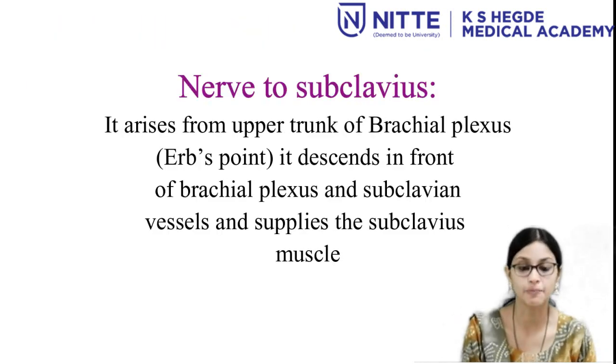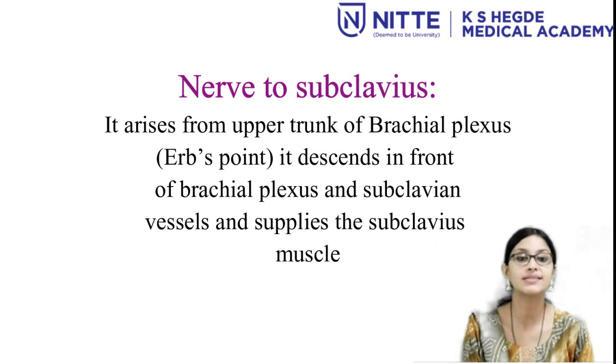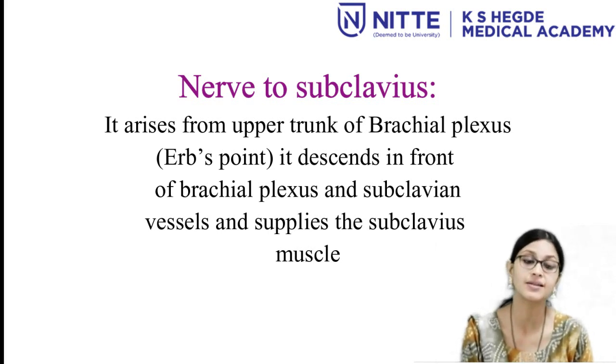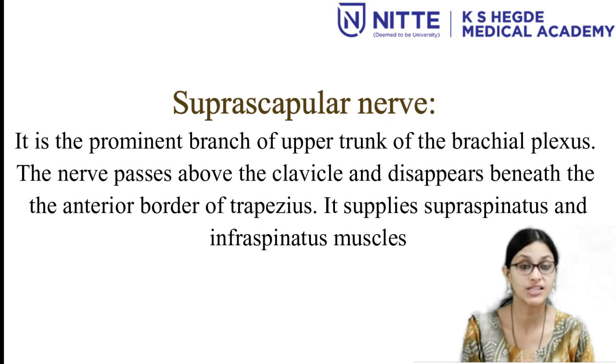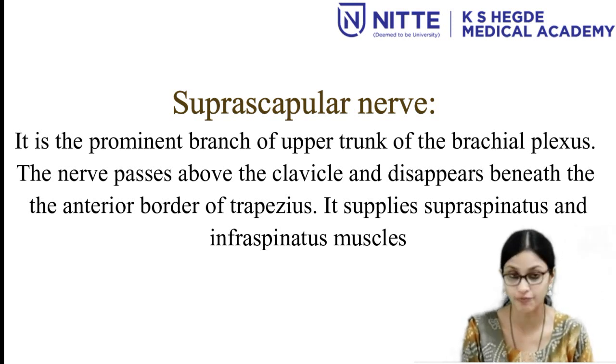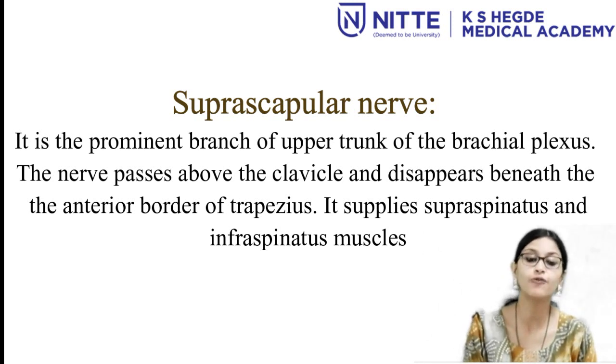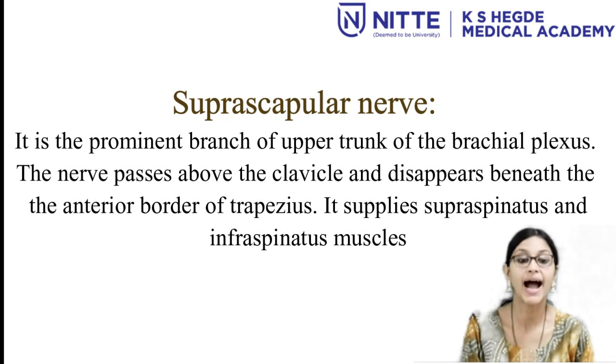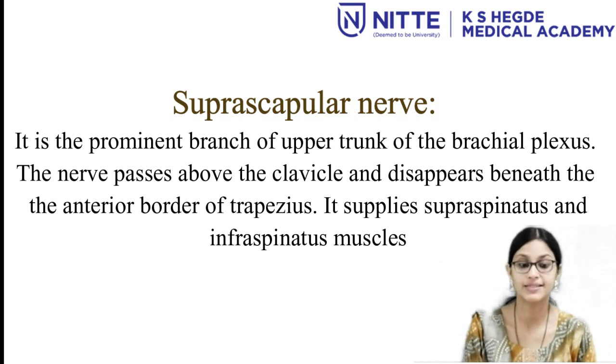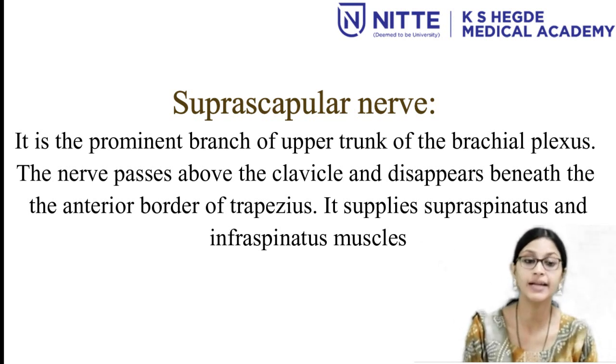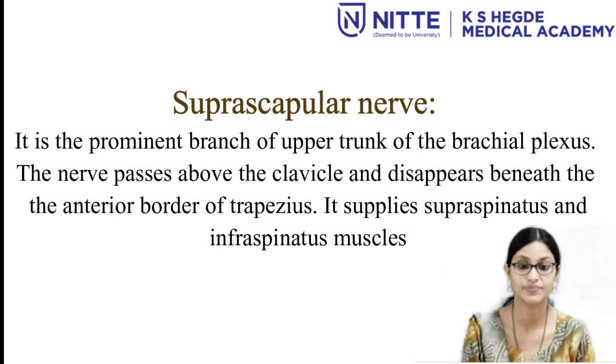Coming to the nerve to subclavius, it is a branch given by the upper trunk of the brachial plexus, that is at Erb's point. It descends in front of the brachial plexus and the subclavian vessels and supplies the subclavius muscle. The suprascapular nerve is a prominent branch of the upper trunk of the brachial plexus. The nerve passes above the clavicle and disappears beneath the anterior border of trapezius. It supplies the supraspinatus and infraspinatus muscles.